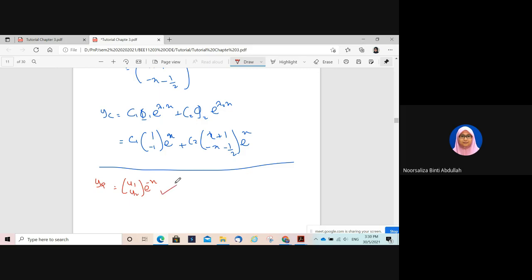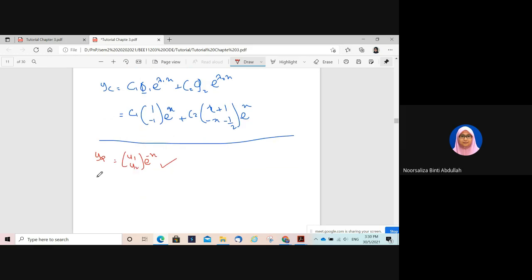Okay, so next step, apa you nak kena buat? Differentiate. You differentiate YP. Betul? So YP prime, you differentiate, you dapat negative U1, negative U2, E exponent minus X. Negative U1 exponent minus X, negative U2 exponent minus X. Betul? Ya. Okay, so next step.